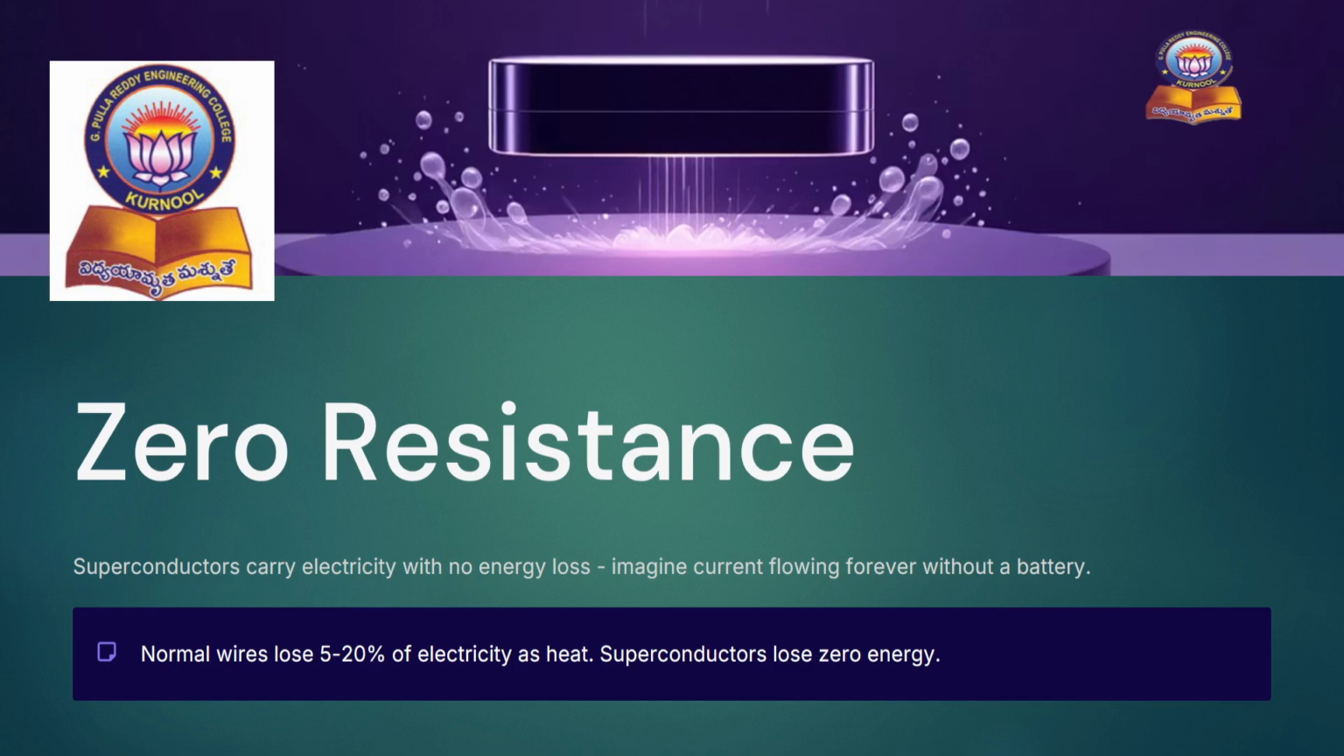By using normal wires, that is copper wires, we lose 5 to 20% of electricity. Superconductors lose zero energy, and this application can be implemented by using quantum computing technology. So this can also be applied as one application for the quantum future.